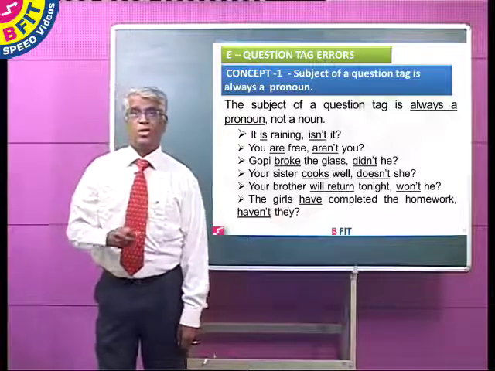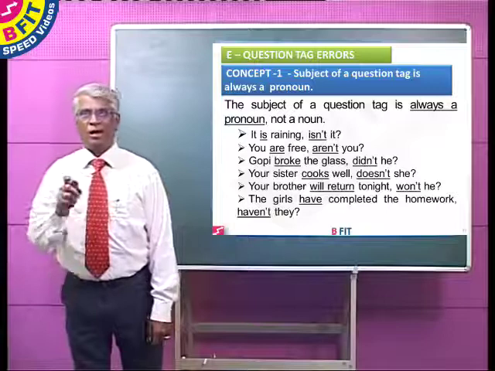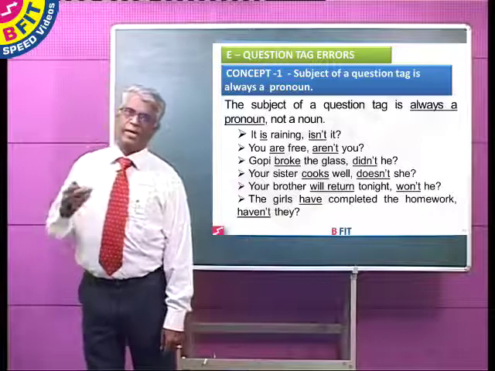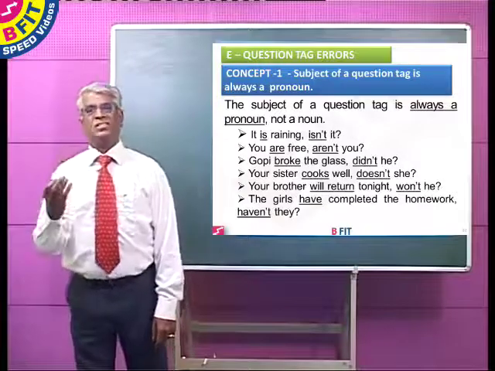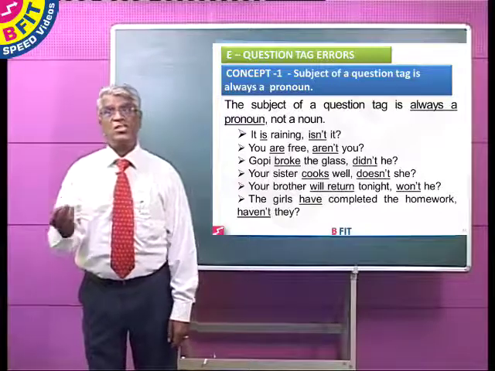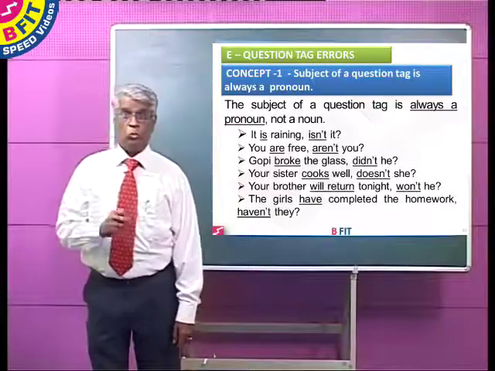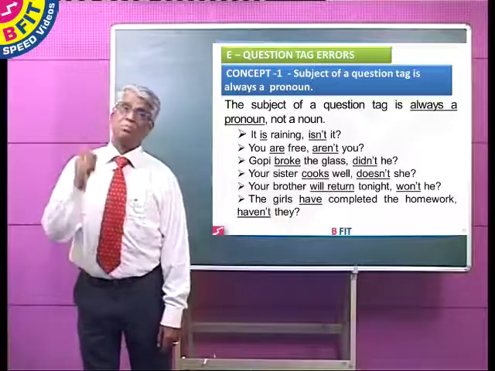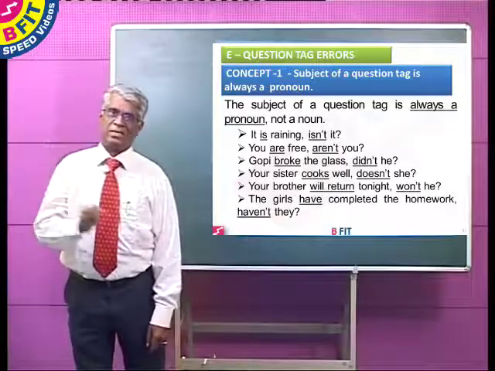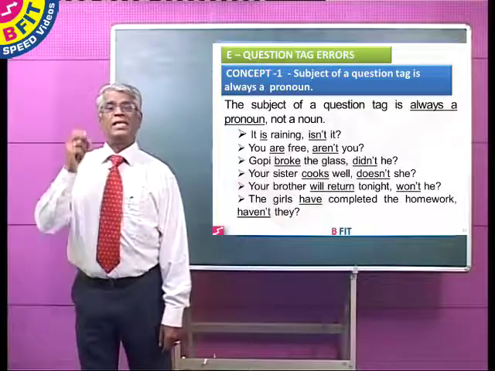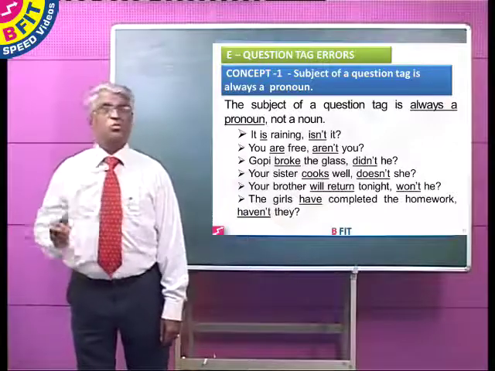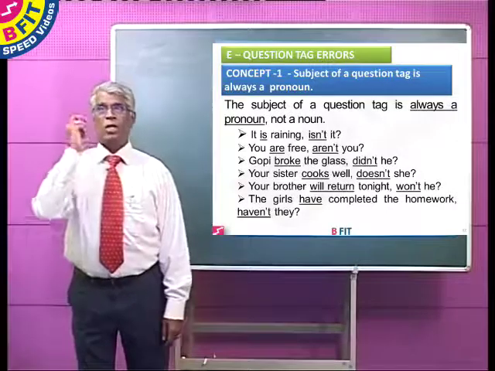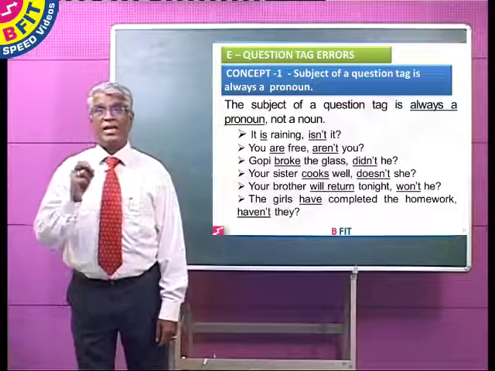Now the second example, you are free. Are is the verb, therefore you write A-R-E-N-T. While writing, you write it as aren't. While pronouncing, you say aren't you. You are free, aren't you? Gopi broke the glass. Here the verb is broke and it is in past tense. When the verb is in past tense, you use did. When it is in present tense, you use do. When it is present tense with s, you use does. Now, Gopi broke the glass, didn't he?